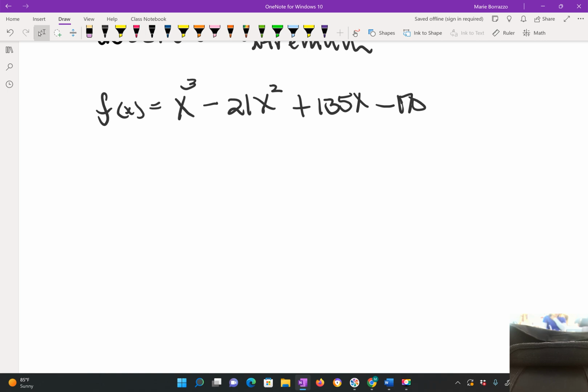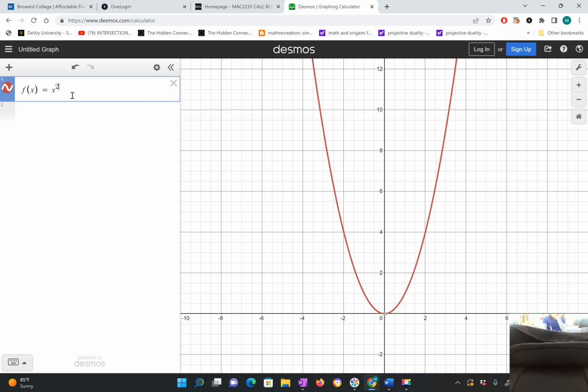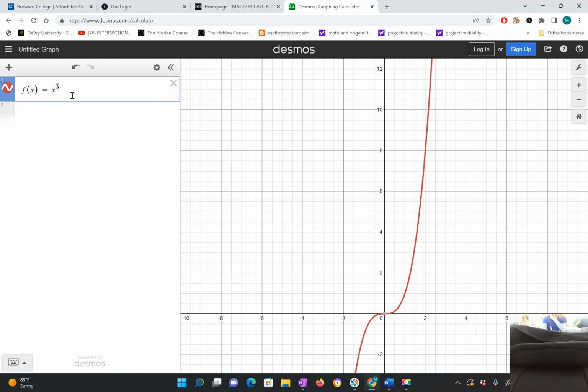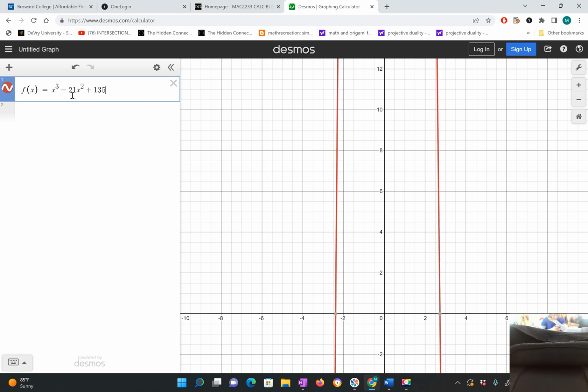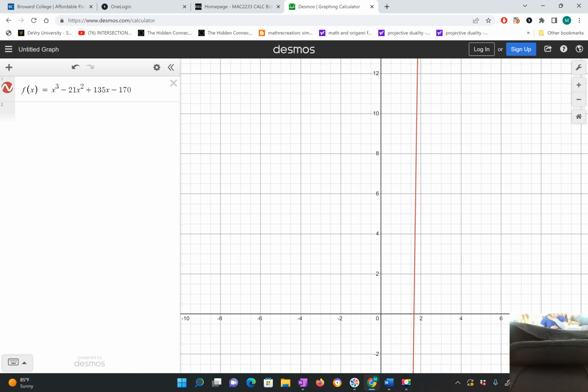I'm going to go ahead and show you the diagram first on Desmos. So we'll go with Desmos first. So x cubed minus 21x squared plus 135x minus 170. As you can see, it is a very large diagram, right?